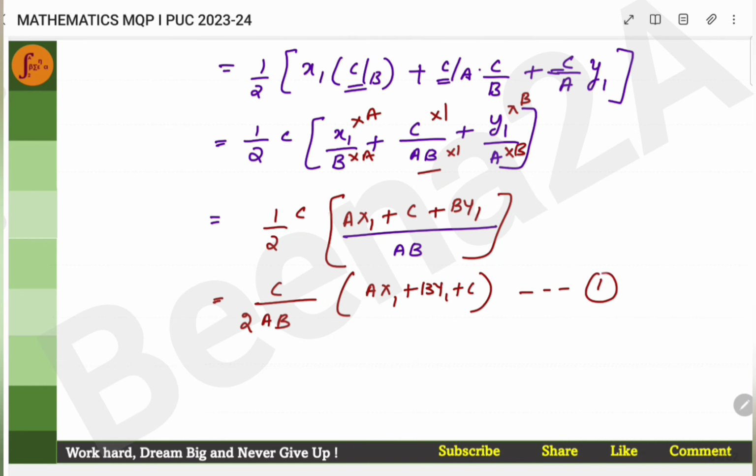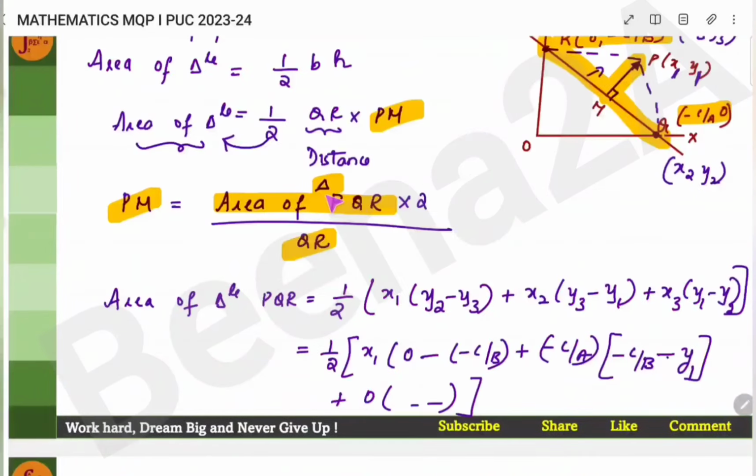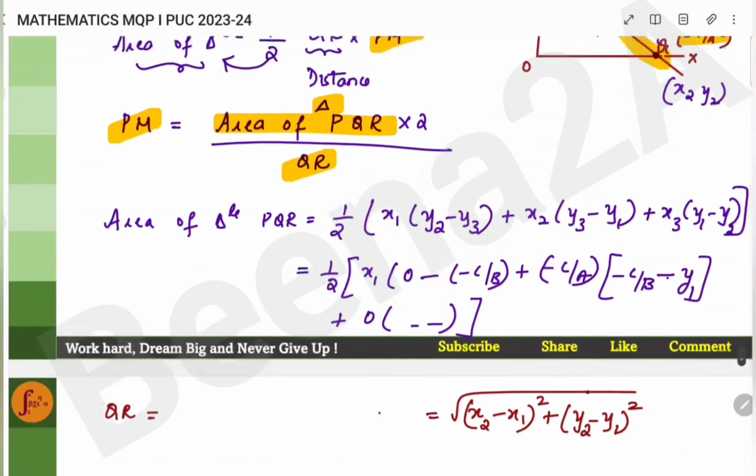Let's call this equation 1. This is area of triangle PQR. We have found area of triangle PQR. Now we have to find QR. So what will QR be? We have to use distance formula. QR is, what is the distance formula? Root of x2 minus x1 the whole square plus y2 minus y1 the whole square. This is distance, right?